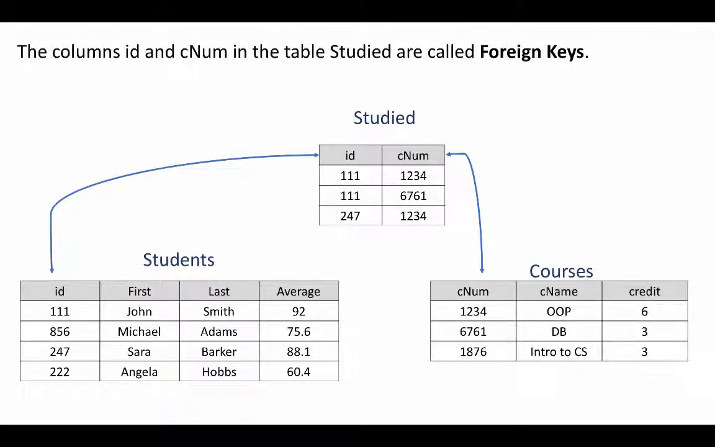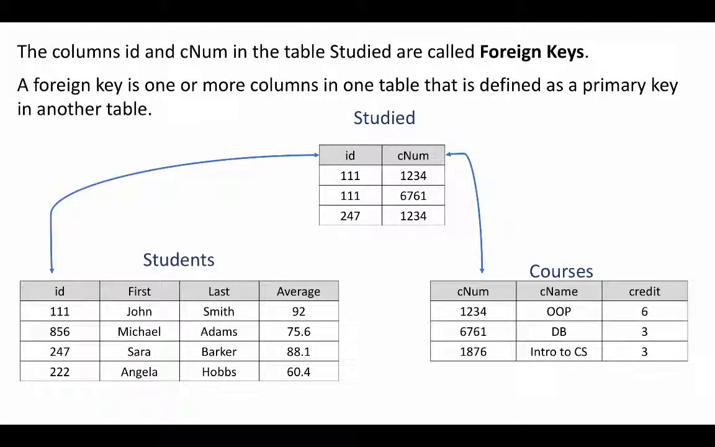The columns ID and CNAM in the table studied are called foreign keys. A foreign key is one or more columns in one table that is defined as a primary key in another table. You can see that the ID in the studied table is defined as the primary key in the students table, and the CNAM in the studied table is defined as the primary key in the courses table.